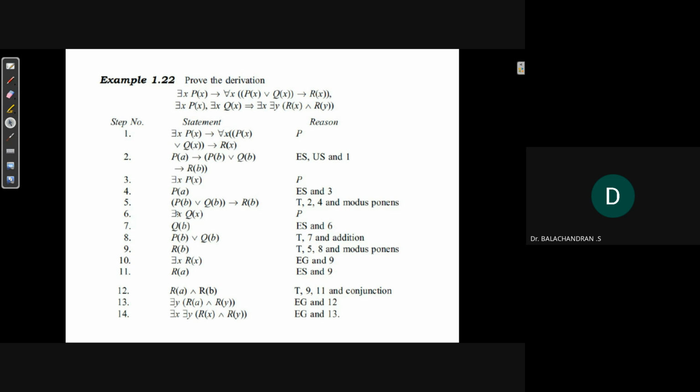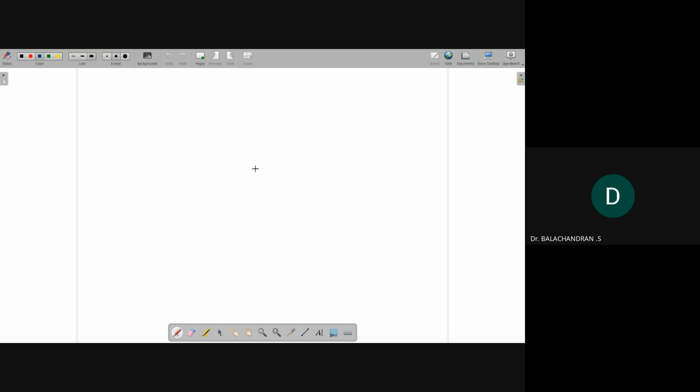Okay, now P of A comma Q of A. You can write addition. Sorry, not P of A, Q of B. Sorry. Yes, actually P implies P or Q. That is the addition rule. I'll write here: P implies P or Q. This is the addition rule. Similarly, Q implies what? You can write P or Q. So this is the addition rule.